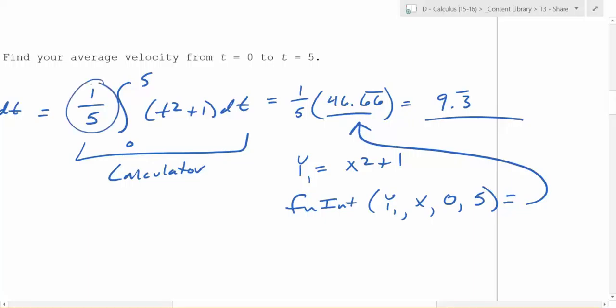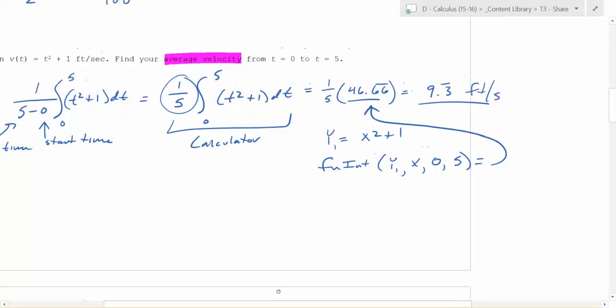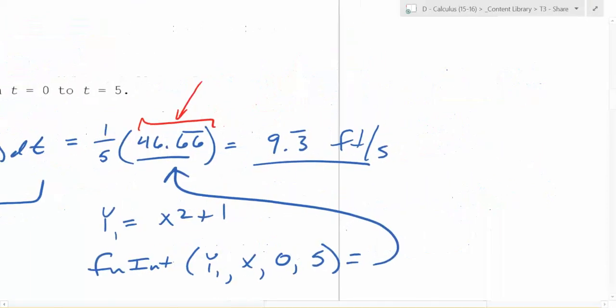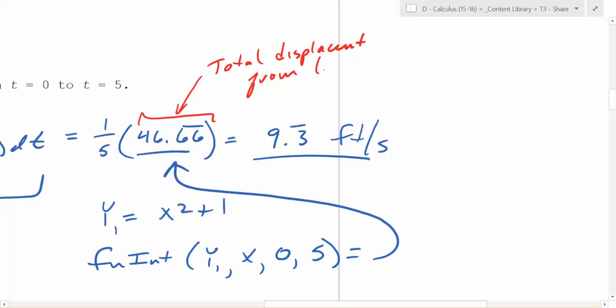1/5. There's your fraction, 1/5 right there. So the units on this would be feet per second. Yes, that 46.66 represents what? That is the total what? Total displacement from time equals 0 to time equals 5. So you divide the displacement by the total time.